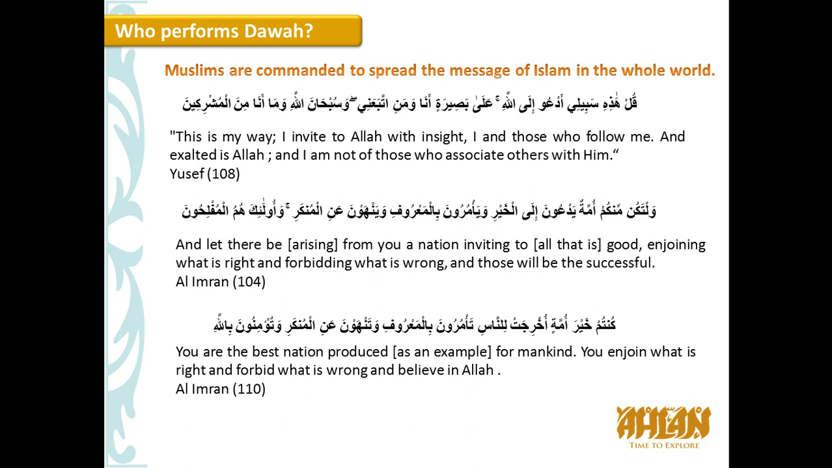Let there arise from among you a nation inviting to all that is good, enjoining what is right and forbidding what is wrong. So it is said clearly that there must be a nation, a group that is calling to Allah, subhanahu wa ta'ala. And I think nowadays many people don't know what Islam is and what Muslims are actually doing. And even if all people know, this is our duty and our job, our real job is calling to Allah.